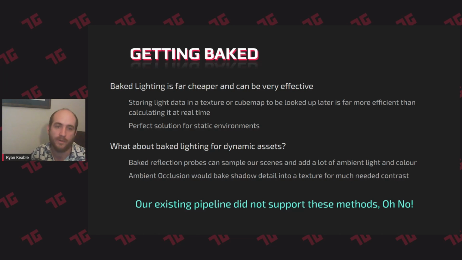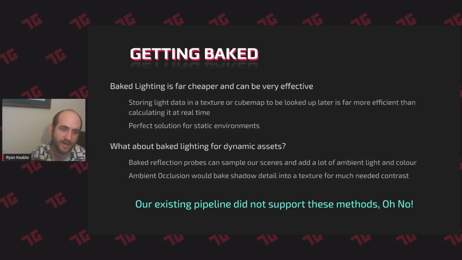Baked reflection probes we could also use to sample our scenes, and this would give us a lot of ambient light and color coming from the scene onto our characters and enemies and anything else on the screen that wasn't the environment. We could also bake some occlusion into our characters, and that would help to get shadow detail and texture in for much needed contrast. So we were going to look at baking a lot of our lighting data, in terms of environmental lighting and character lighting, through these three methods.